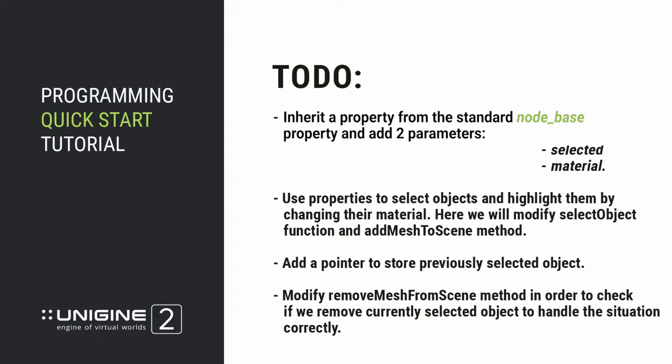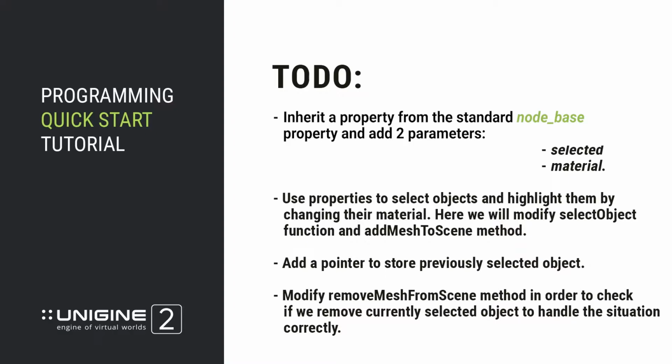In our project, we are going to create a manual property inherited from the standard node base property, and add two parameters. Selected, to indicate if the object is currently selected and we must highlight it, and material, to store the name of material assigned to the surface of the object in order to reset it when selection changes. We're going to use properties to select objects and highlight them by changing their material.